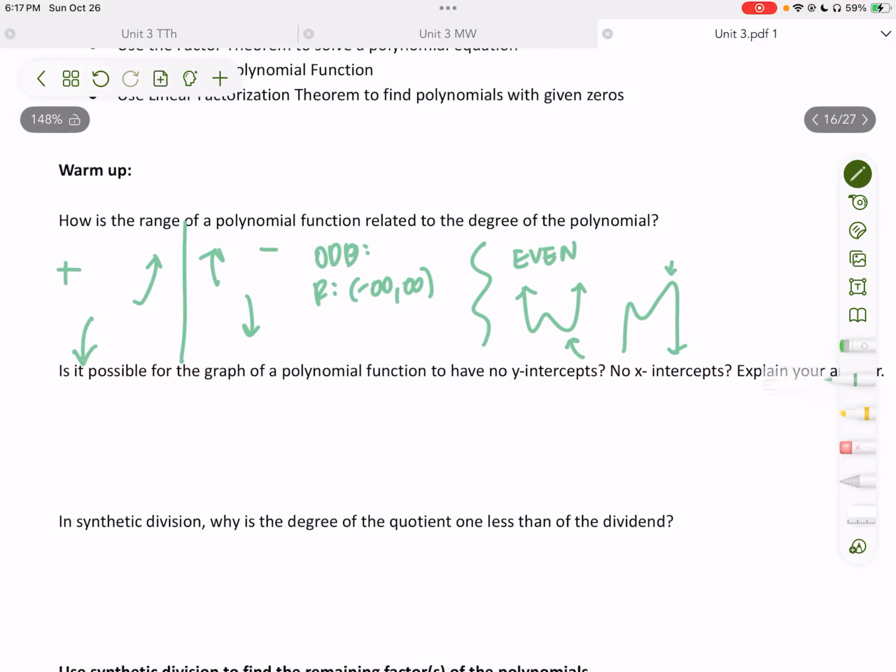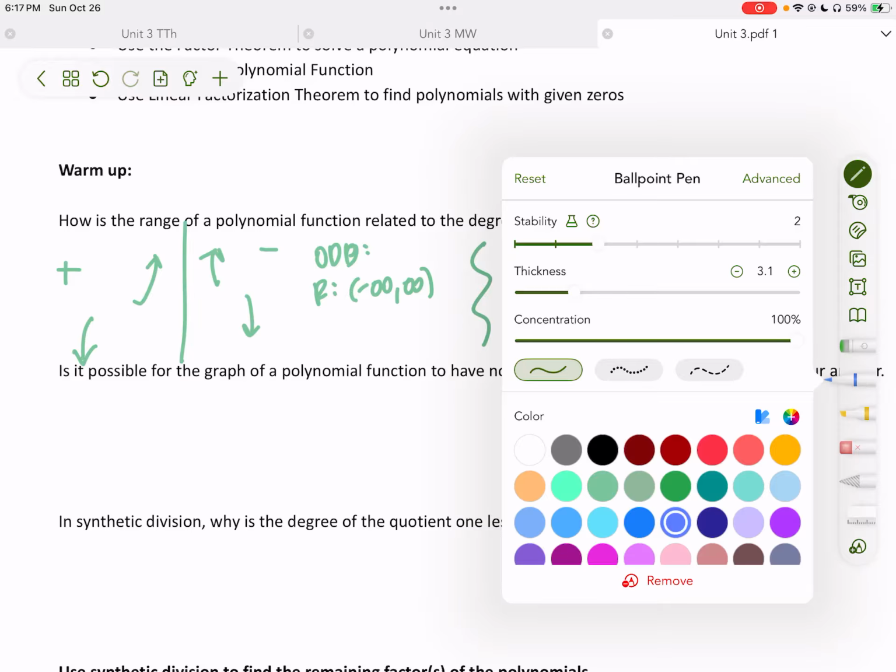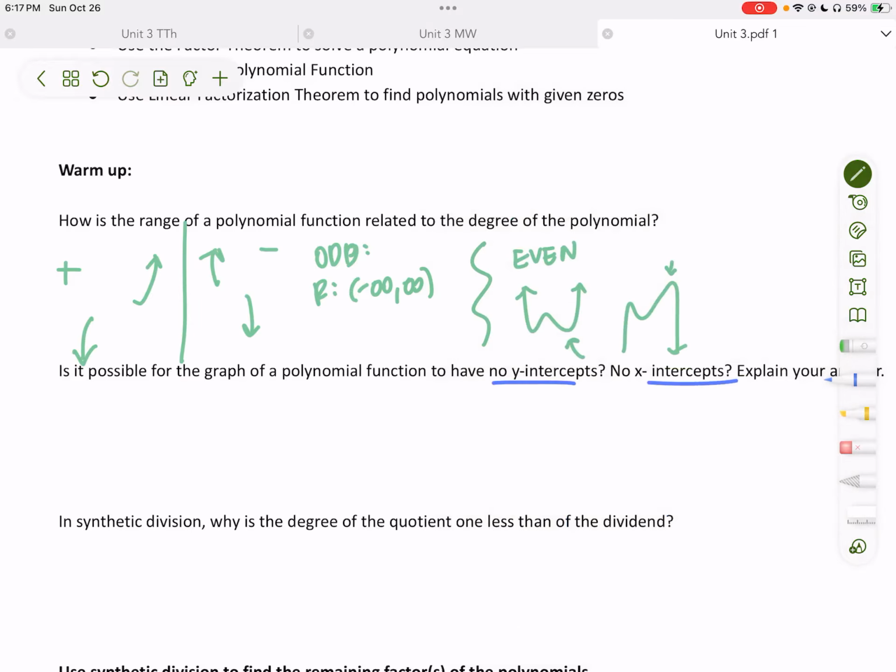Is it possible for a graph to have no y-intercepts, no x-intercepts, and explain? So it must have a y-intercept every time. It also can't have more than one because it's a function, so it has to pass the vertical line test. But there are functions that don't have x-intercepts. Anything even could avoid having an x-intercept.